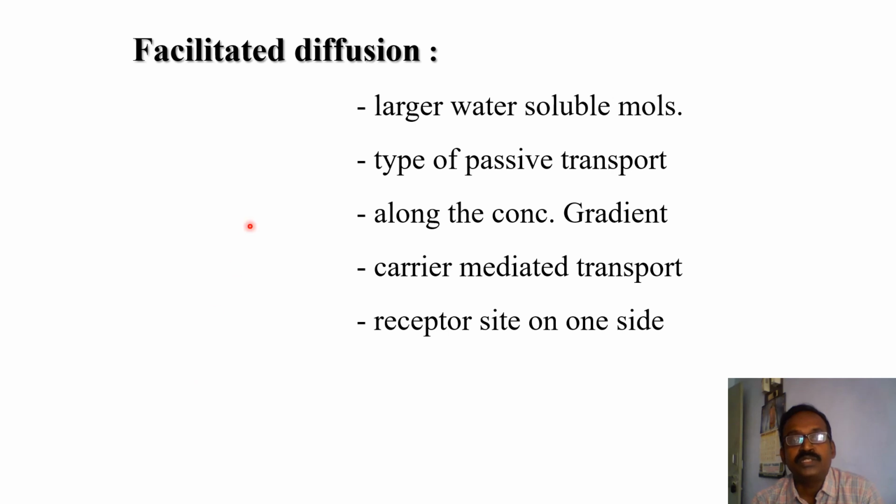Facilitated diffusion is a type of passive transport. It is important for the larger water soluble molecules. It transports along the concentration gradient, but it needs a carrier protein. It is carrier mediated transport. The receptor site is present on one side of the cell membrane. An example of facilitated diffusion is the transport of glucose through the glucose transporter.